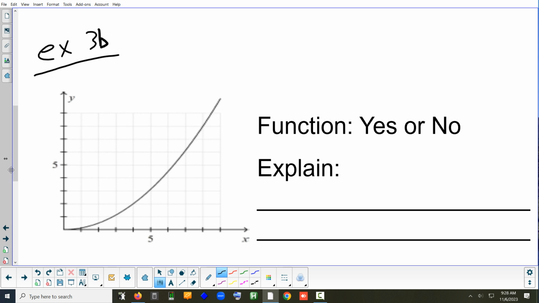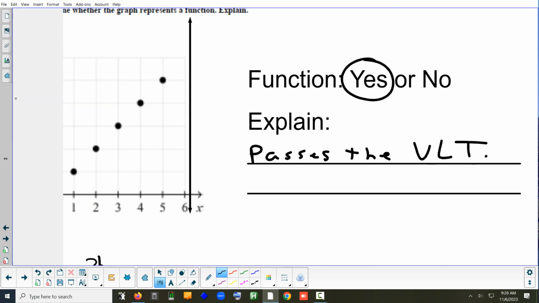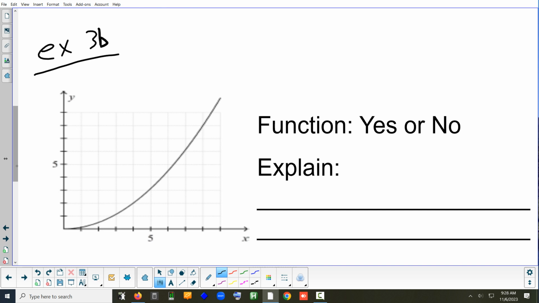Let's look at this one. So this one's a little different than the last one because the dots are connected. I know it doesn't look like dots, but think of it as millions and millions of dots so close together that you can't even see the dots. It makes it connected.